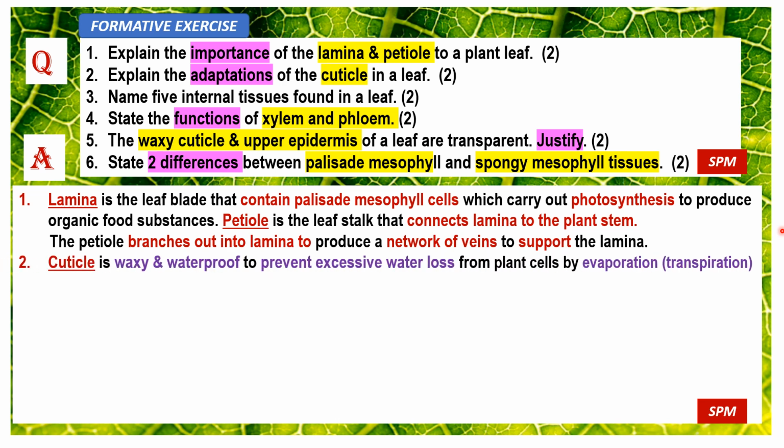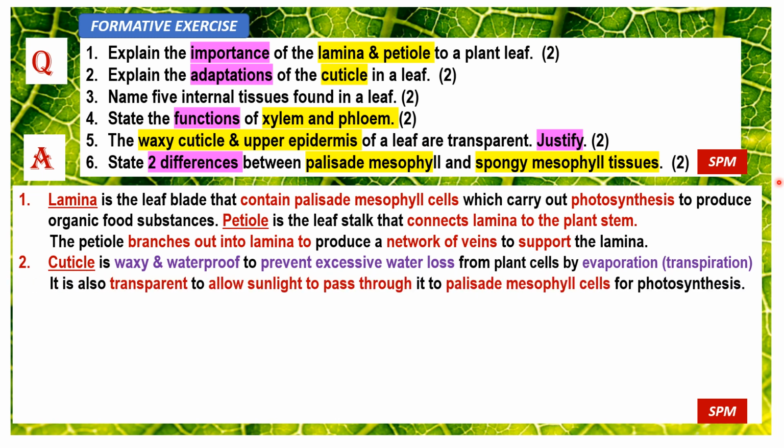Secondly, explain the adaptations of the cuticle in a leaf. So for adaptations, give the fact plus the explanation. First fact, cuticle is the waxy and waterproof layer. And what is the explanation or function of that? To prevent excessive water loss from plant cells by evaporation or transpiration. Now secondly, there's another function or adaptation. Cuticle is transparent to allow sunlight to pass through it to palisade mesophyll cells for photosynthesis.